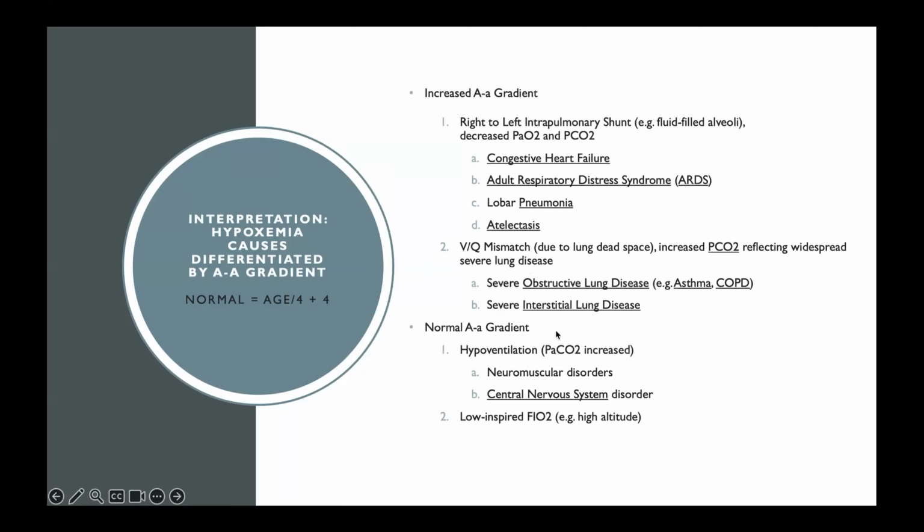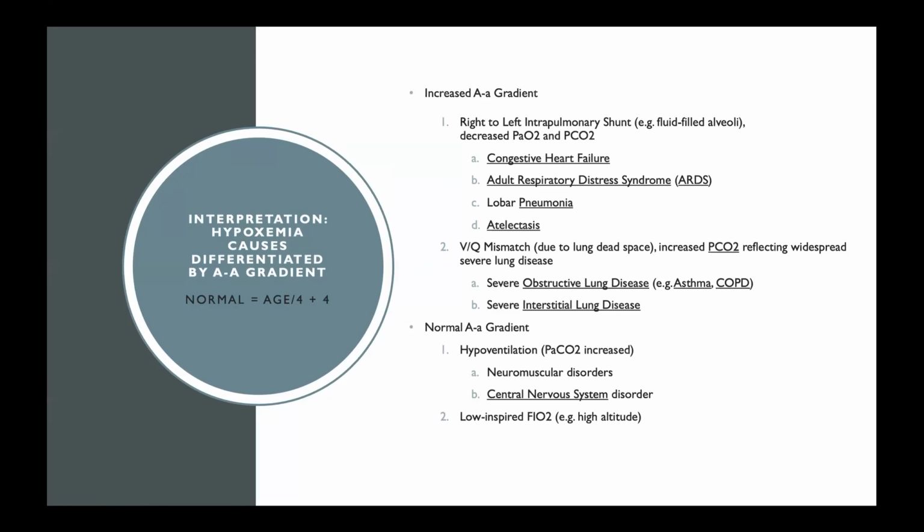So where do you get a normal gradient? With hypoventilation, neuromuscular problems, as I said, and central nervous system problems, or at high altitude, where the FiO2 itself is low, right? FiO2 itself is low.